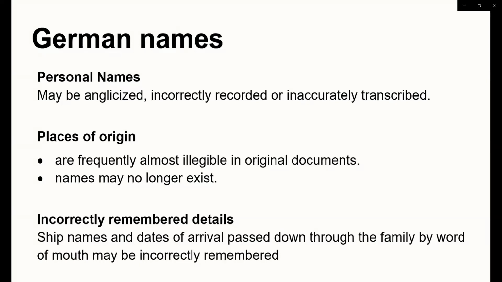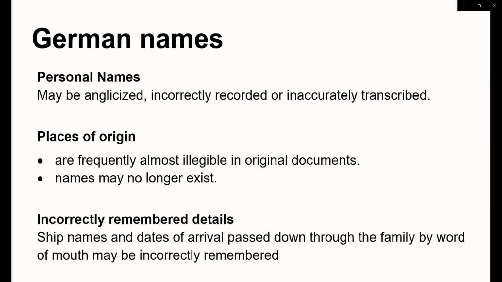Many German families, sometimes after years in the state, deliberately anglicised their names during this period. Names may have been incorrectly recorded because the clerk recording them did not understand German. He recorded what he heard. Transcribers of records may have had trouble deciphering names written in an unfamiliar script and transcribed them inaccurately. When we come to places of origin, they're frequently almost illegible in original documents, and the names may no longer exist. You may not be able to find them in modern day maps.